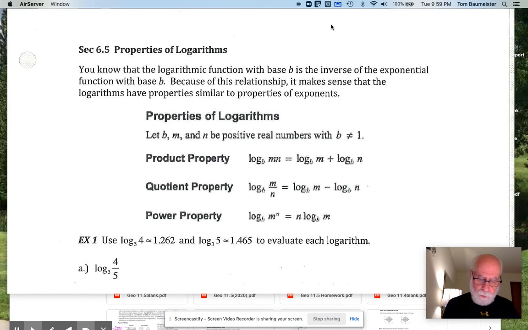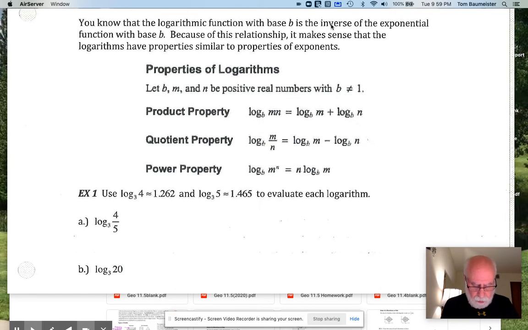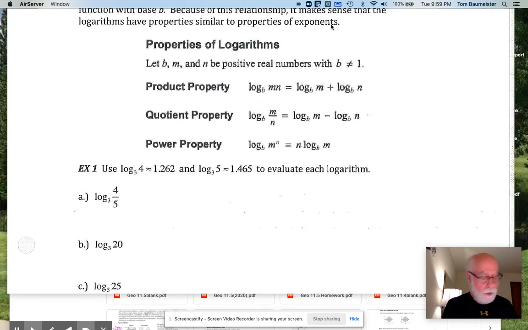And then with the power property, again, a power raised to a power. Well, this time we would multiply them, and that's kind of what we're doing here. We're multiplying the n by the log of m. So now they have a couple little special ones that they're asking you to do. Example 1: use log to the base 3 of 4 is equal to 1.262, and log to the base 3 of 5 is equal to 1.465 to evaluate each logarithm.